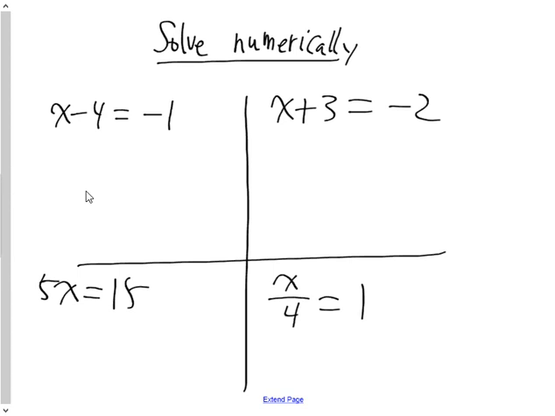Okay, this is your last warm-up for grade 7 reachback. We have 4 questions that ask you to solve this numerically instead of symbolically with the scales. So we have x minus 4 equals negative 1.